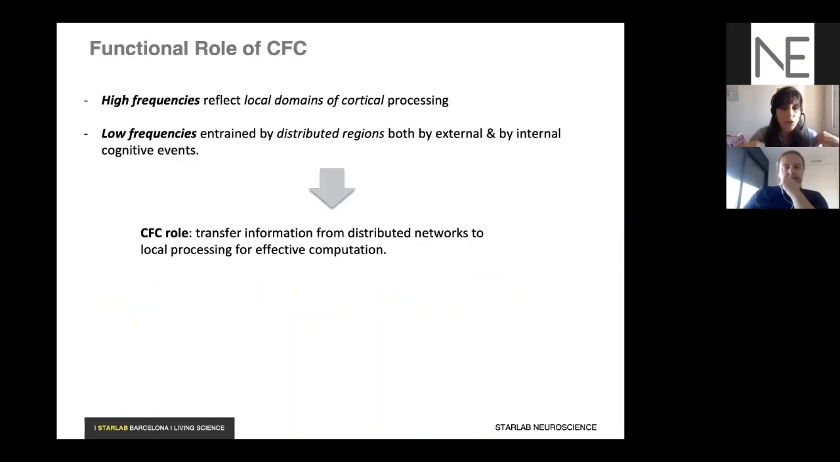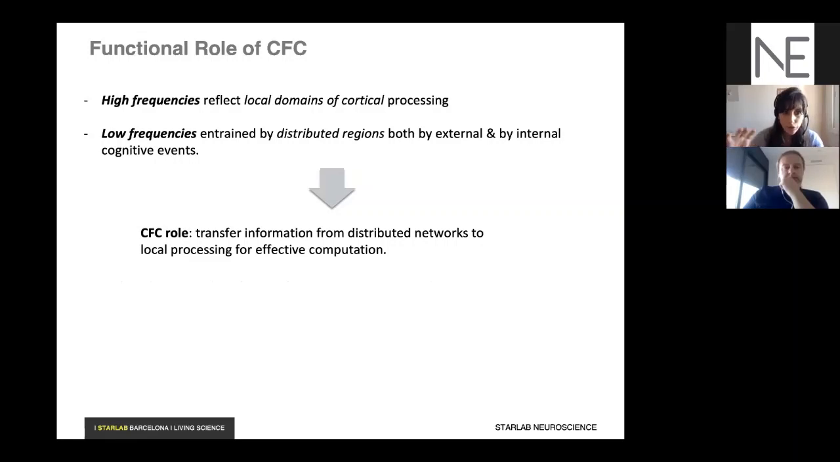Okay, so the functional role of cross-frequency coupling is based on two principles. One is the fact that the high frequencies reflect local domains of cortical processing, and the other is that the low frequencies reflect cortical processing in distributed regions entrained both by external and by internal cognitive events.